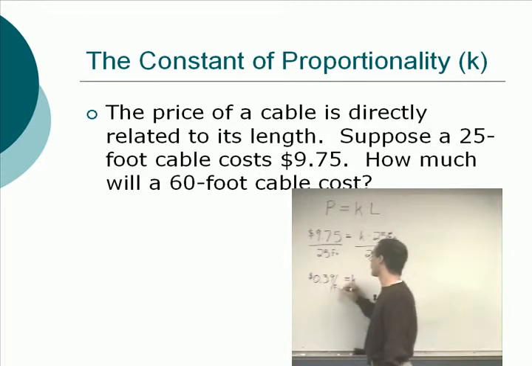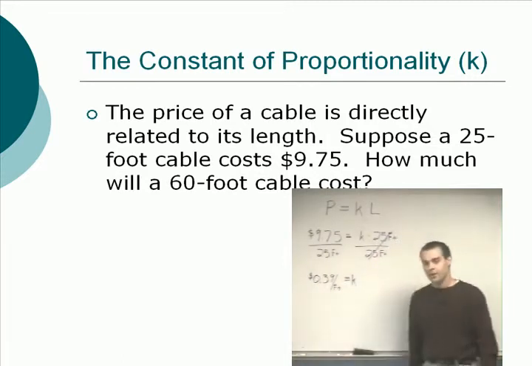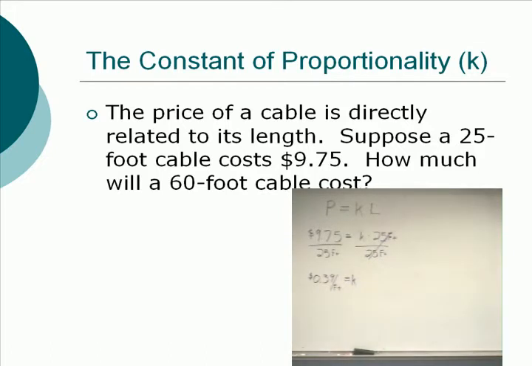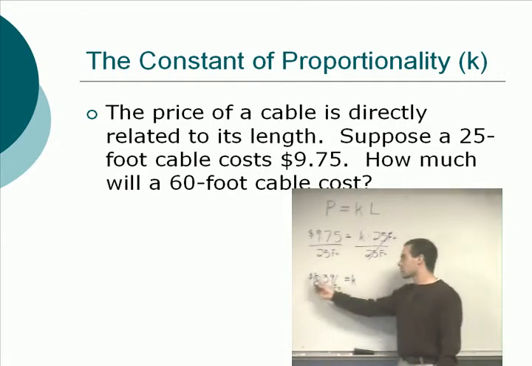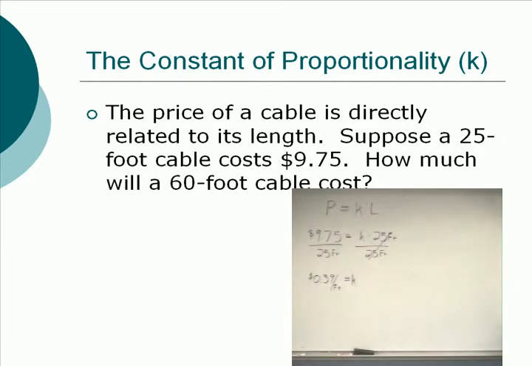So what does that tell you about this cable? 39 cents a foot. K is really just a rate that tells you how these two are changing together. If we were to buy a 1-foot cable, it would cost us 39 cents and so on. When you go on to take physics, you'll be working with various constant of proportionality values quite often. Now we can answer the question, how much will the 60-foot cable cost?